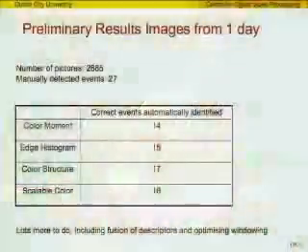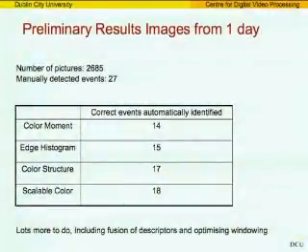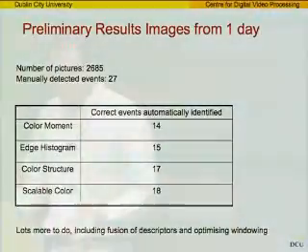Some preliminary results, it's kind of anecdotal. We've taken a fair amount of data and we've manually annotated it into segments. So here's one day, there's 2,685 individual pictures, with 27 logical events manually detected. And if we use color moments, then 14 of them are segmented correctly. Using edge histograms, 15; other features you see 17 and 18, but they're all different.